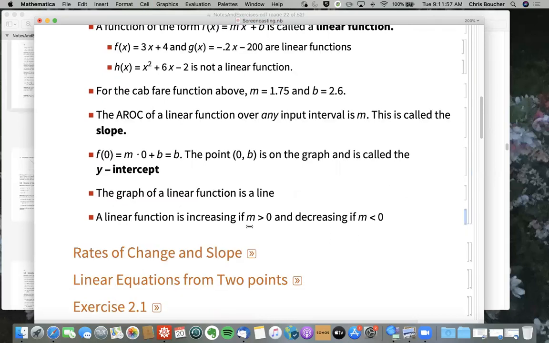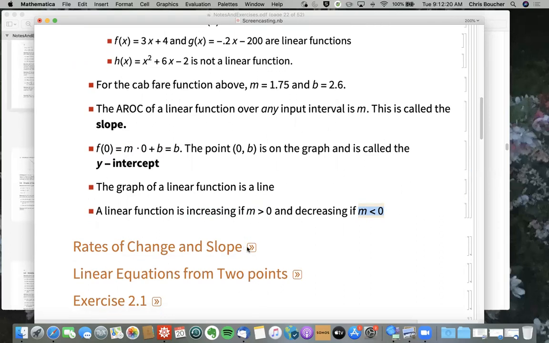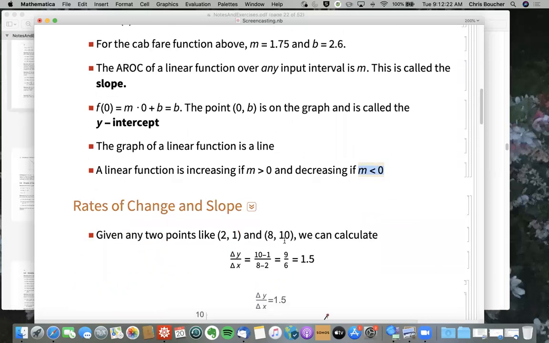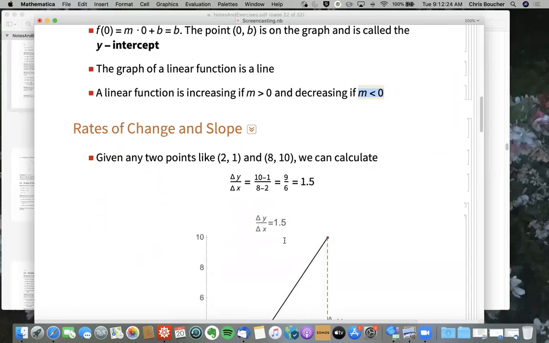And the linear function is increasing. So this means the graph goes up as you go from left to right, if the slope is positive, and it's decreasing if the slope is negative. And we know this because we know that m is the average rate of change, and we know that a function is increasing means its average rate of change is positive, and decreasing if its average rate of change is negative. All right, so let's go ahead and link average rate of change and slope.